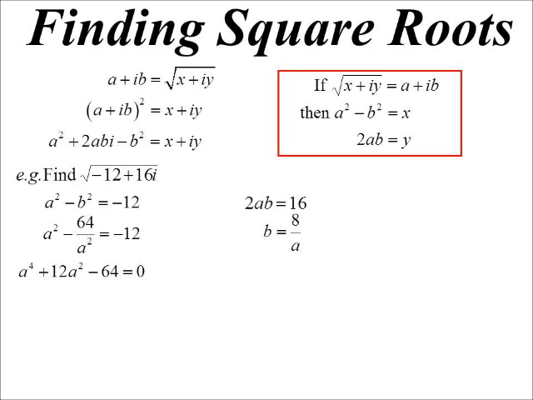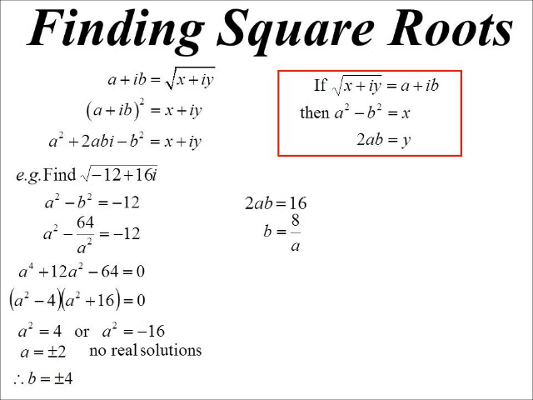Turns into a quadratic. Well, it's a quartic we can treat like a quadratic. a squared minus 4, a squared plus 16. Two possibilities: either a squared equals 4 or a squared is negative 16. But actually, there's only one possibility. Because in this case, a squared can't equal negative 16, because a and b are real numbers.